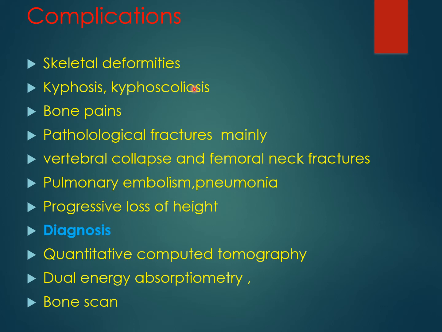What are the complications? Skeletal deformities like kyphosis, kyphoscoliosis, where the vertebrae are collapsed and there will be stooping posture with stiffness in the back, bone pains and tenderness, pathological fractures. Vertebral collapse and femoral neck fractures are very worrisome because they lead to complications like pulmonary embolism, pneumonia, paralysis, and of course shortening, progressive loss of height in case of vertebral collapse.